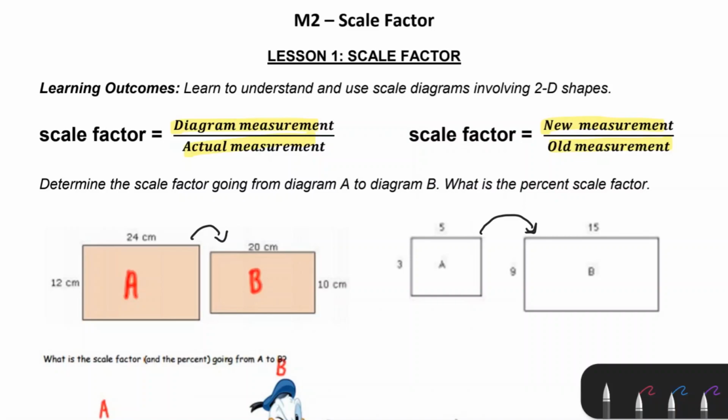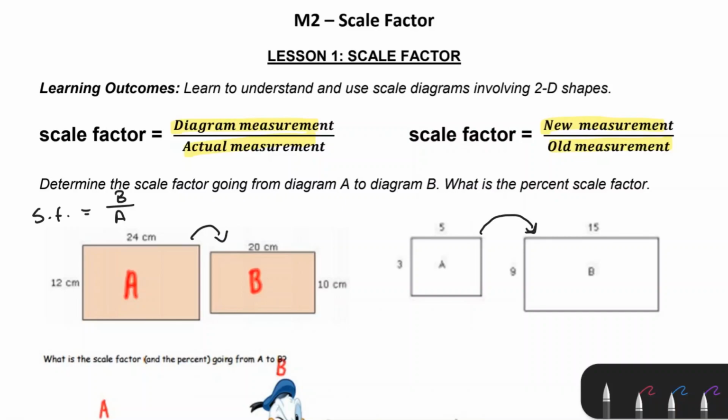So if I want to go from A to B, technically A could be considered my actual, B could be considered my diagram. Or A could be considered my old, B could be considered my new. My scale factor here is going to be the value of B divided by the value of A.